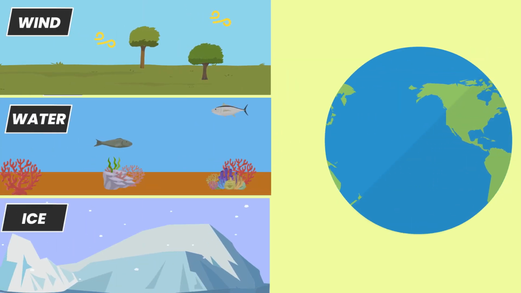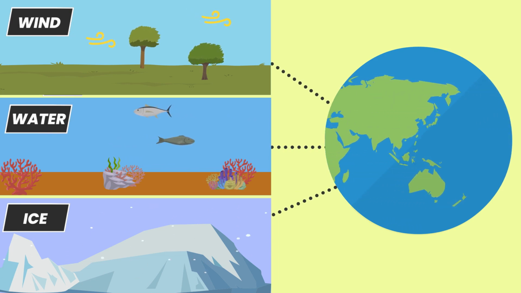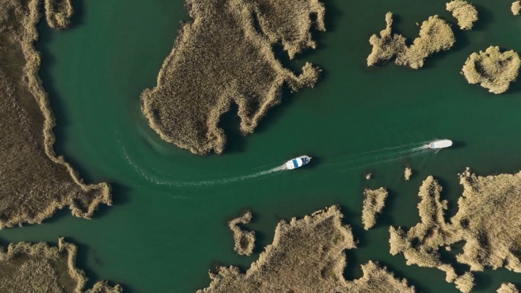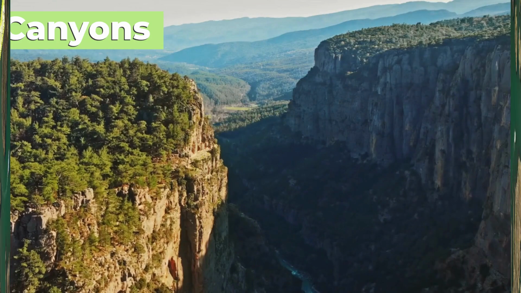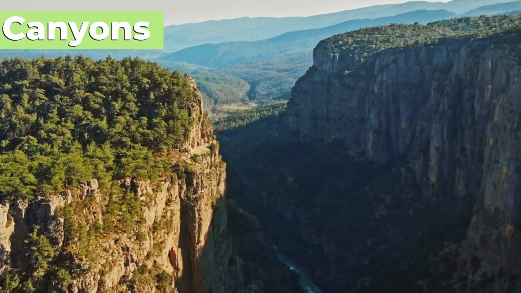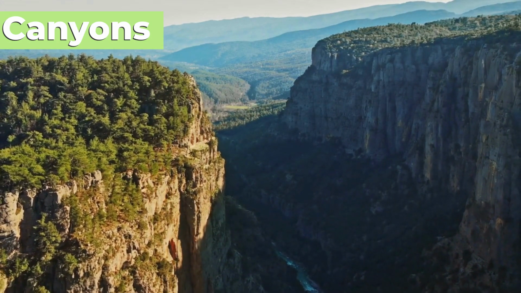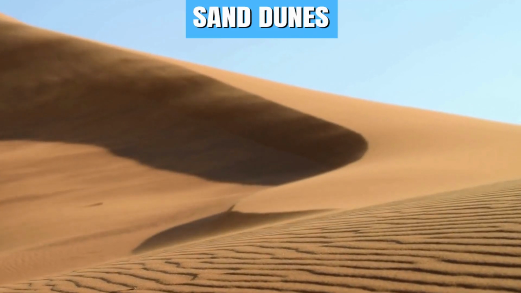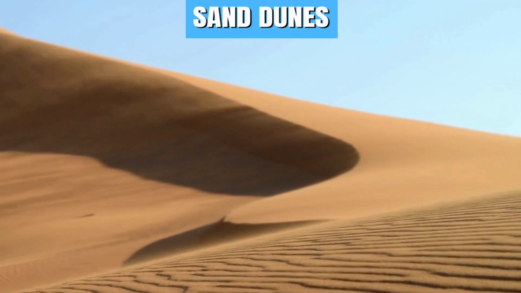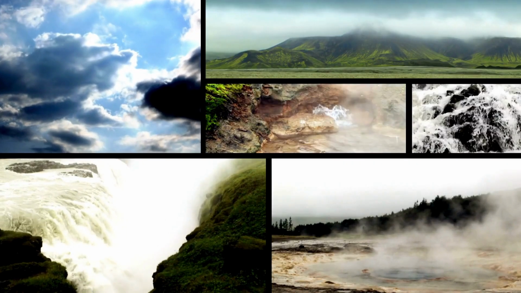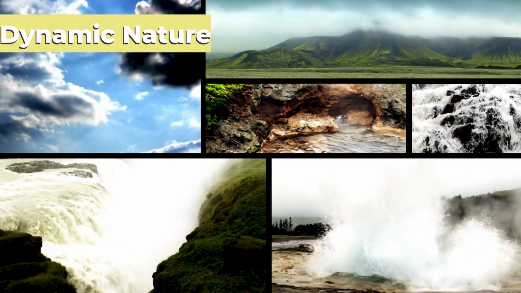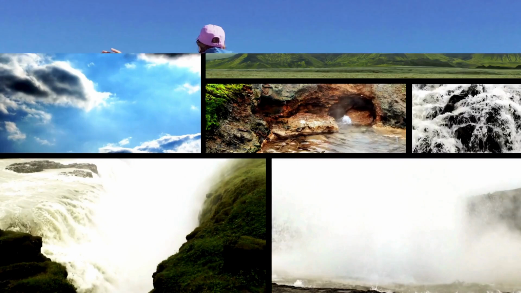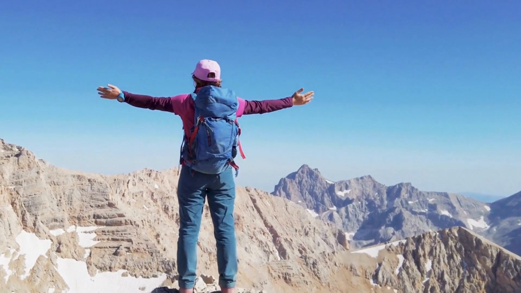Today we explored how natural forces like wind, water, and ice shape the Earth's surface to create different landforms. We learned how deltas form from the deposition of sediments at the mouths of rivers. Canyons are carved out by the erosive power of moving water or ice over millions of years. Sand dunes are built up by the action of wind transporting and depositing sand. By understanding these processes, we can better appreciate the dynamic nature of our planet and how its surface is constantly being reshaped. Now it's time to put your knowledge to the test.